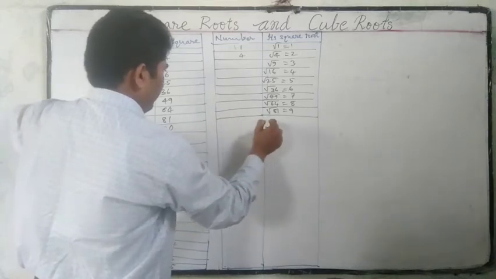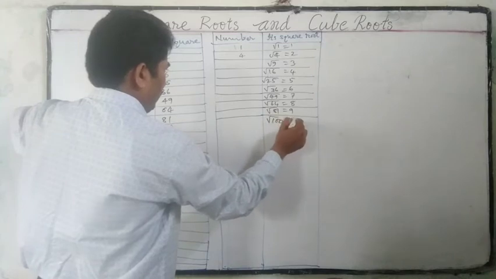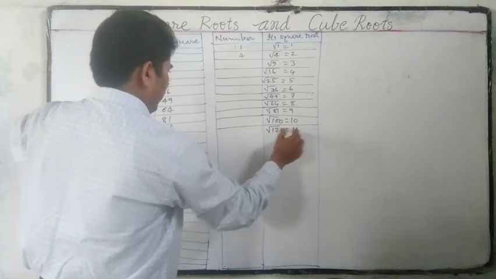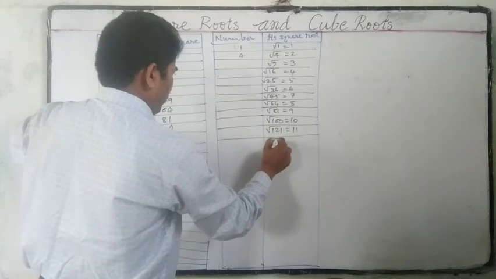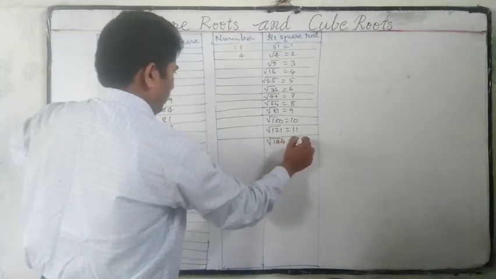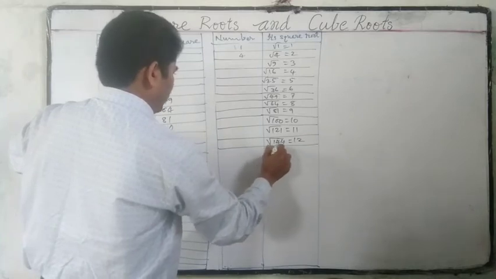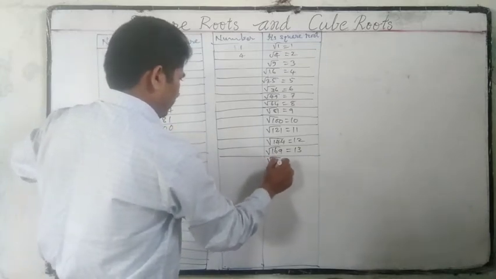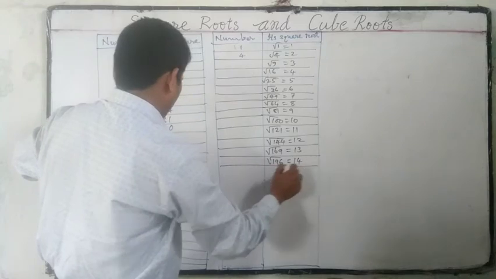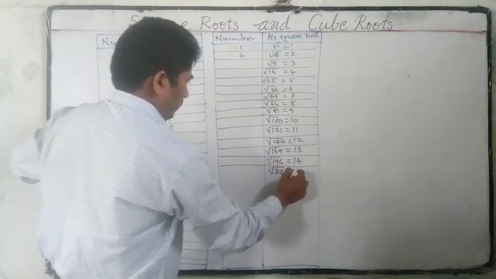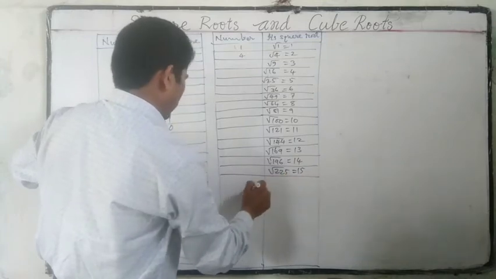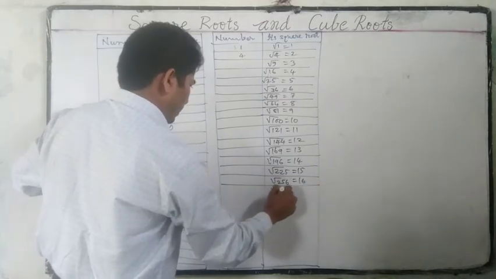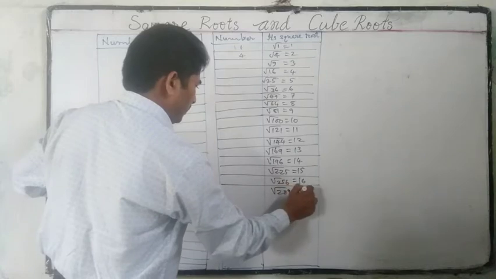Square root of 100, 10, square root of 121, 11, square root of 144, 12, square root of 169, 13, square root of 196, 14, square root of 225, 15, square root of 256, 16, square root of 289, 17.